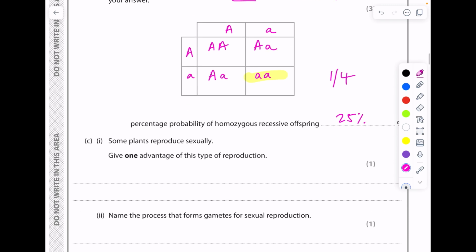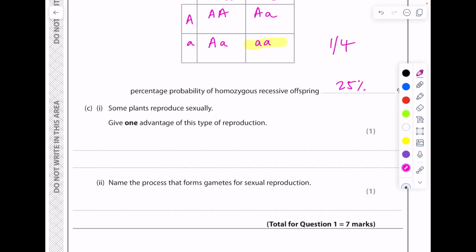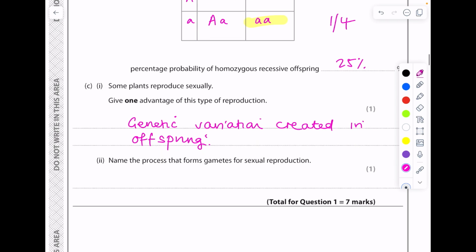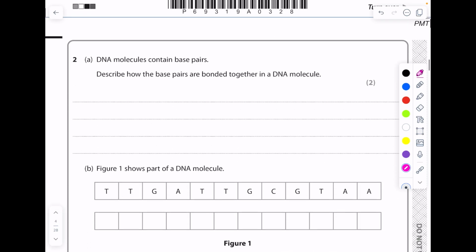Some plants reproduce sexually. Give one advantage of this type of reproduction: it creates genetic variation in the offspring. Name the process that forms gametes for sexual reproduction. So we're looking for a type of cell division. Is it mitosis or meiosis? You have to learn that to produce sex cells, gametes, it's meiosis.